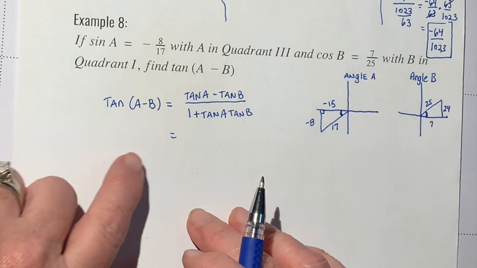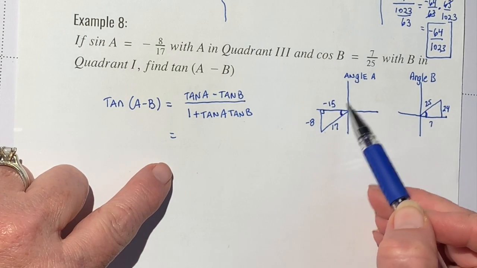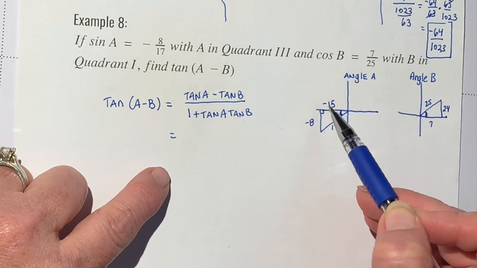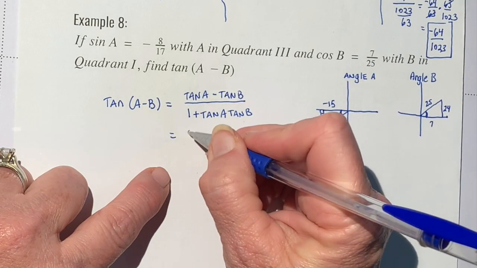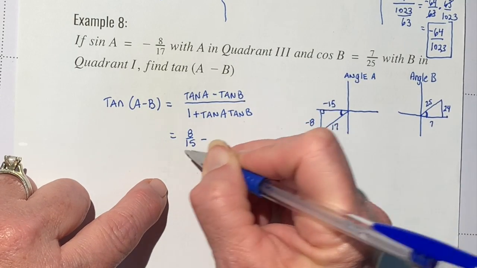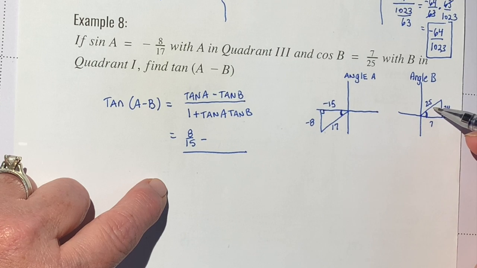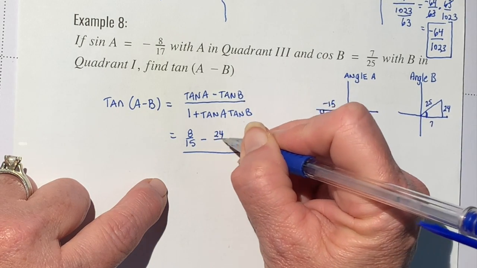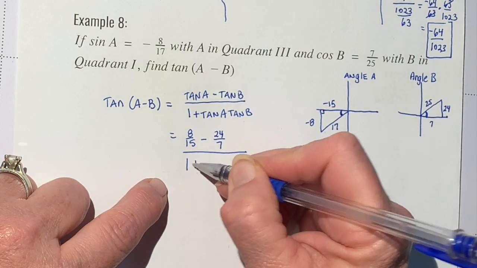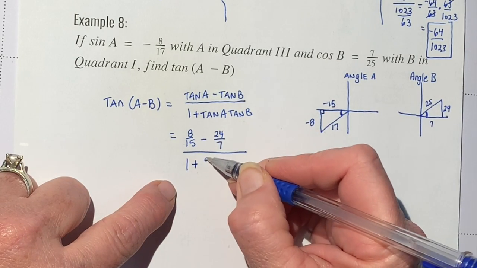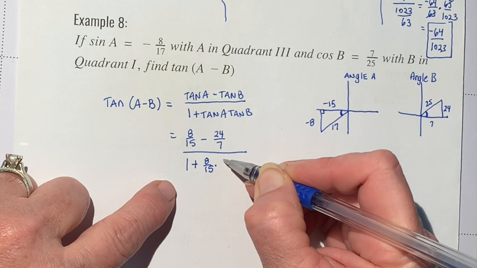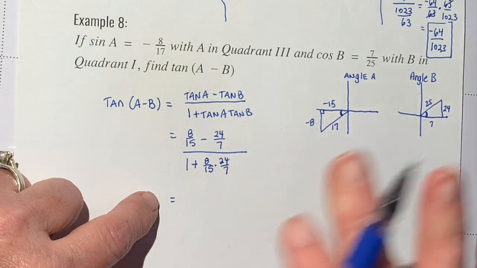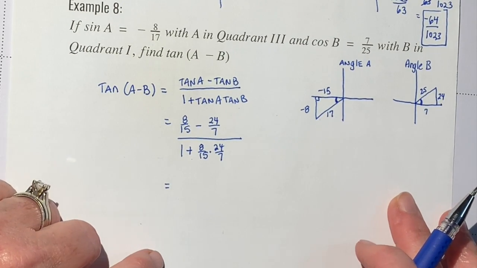So, okay, what I do know is now this is angle A. I need the tangent of angle A. Well, the tangent is opposite over adjacent, so a negative over negative is a positive, and it would be 8 over 15. Tangent of angle B, opposite over adjacent, so 24 over 7. 1 plus tangent of A, which I've already got, 8 over 15, times tangent of B, which is 24 over 7. And then I've just got to do a little bit of simplifying with the fractions and math.